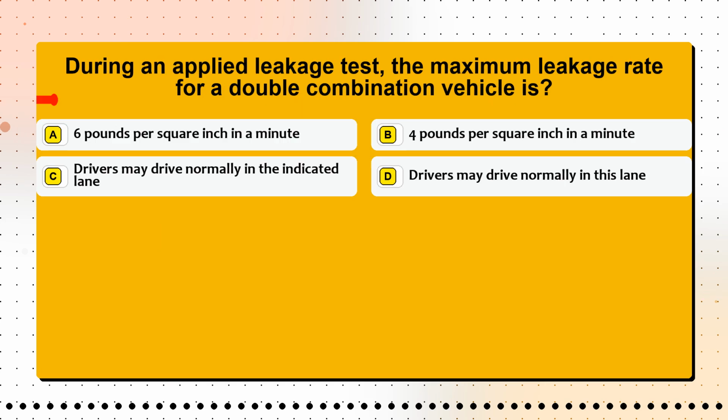Question 55. During an applied leakage test, the maximum leakage rate for a double combination vehicle is? Here are the options. Option A, 6 pounds per square inch in a minute. Option B, 4 pounds per square inch in a minute. Option C, drivers may drive normally in the indicated lane. Option D, drivers may drive normally in this lane.